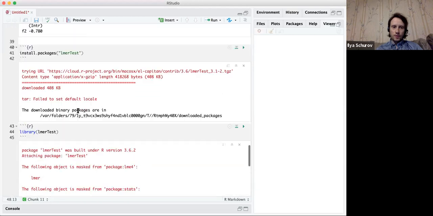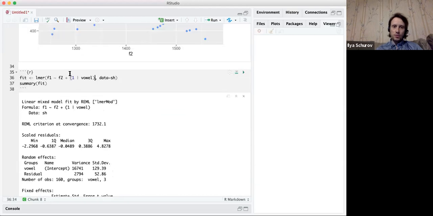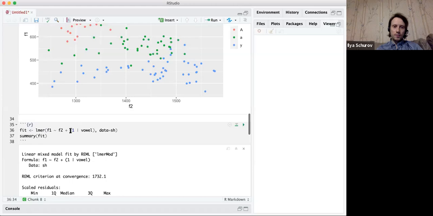So in these models, we can consider random effects of different kinds. If I put here just one, it means that I want to consider just some numeric value. So this is called random intercept. So I have a model with different random intercepts, but it is also possible to consider different models.